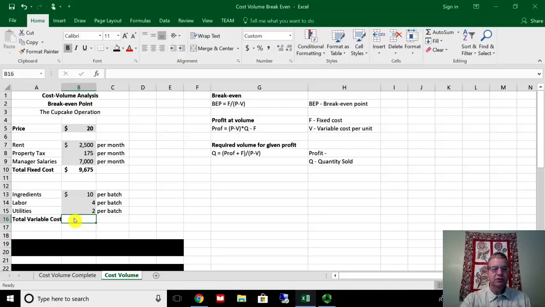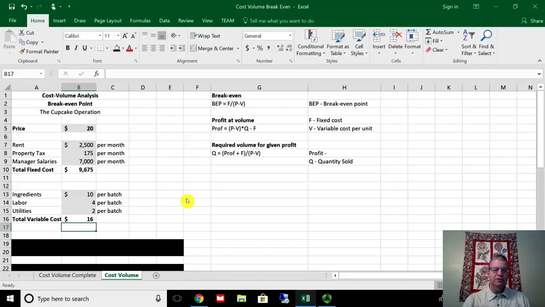So variable cost is the ingredients, $10 a batch, labor, $4 a batch, and utilities to run the ovens and the mixers, all the electricity that goes on, $2 a batch. So total variable cost, again, I'm going to use that auto sum, and it tells me for every batch of cupcakes, I've got $16 worth of variable cost.